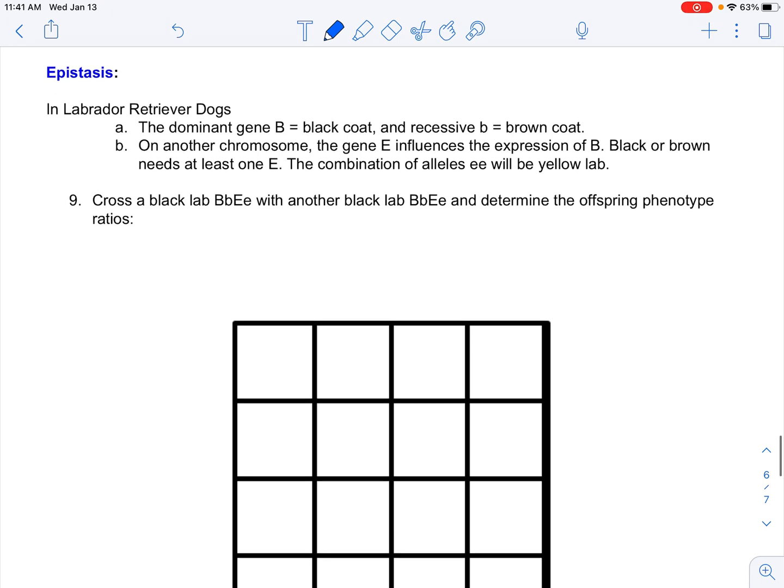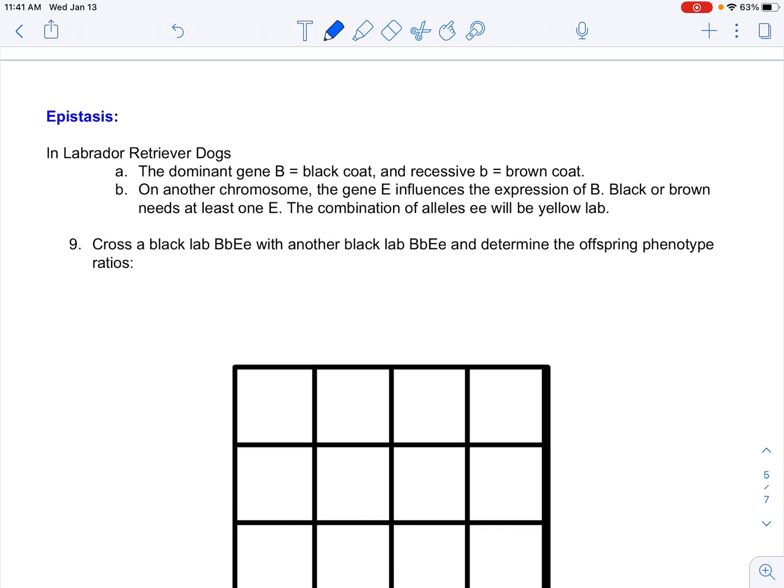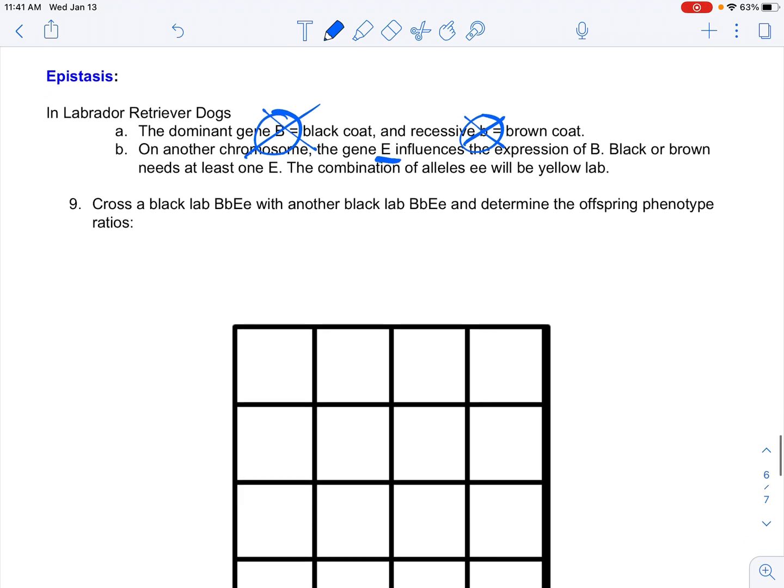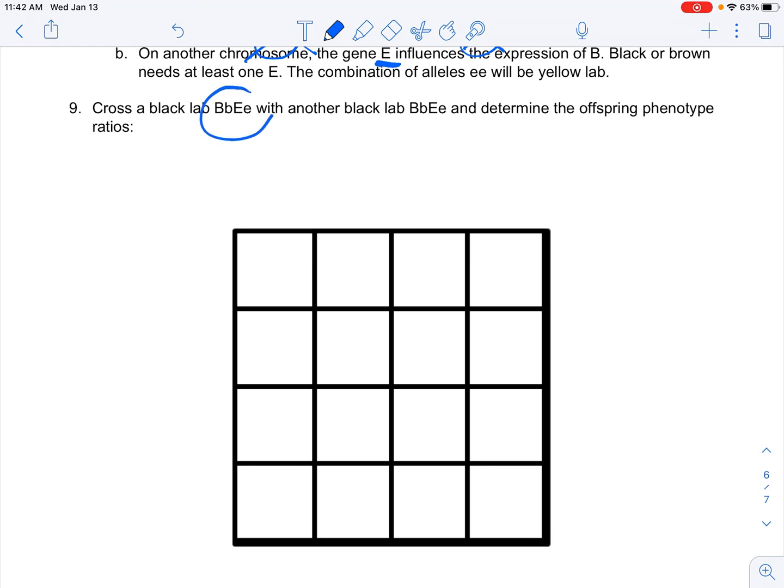So we have these genes: capital B is black coat, and lowercase b is brown coat. But these will not be expressed unless you get the capital E gene as well. If you don't have the capital E gene, then that's not going to do anything, and it's going to be a yellow lab. So what if we had a black lab? How do you know it's a black lab? Because it has the capital B, and it also has an uppercase E. Remember, the uppercase E will help that be expressed.